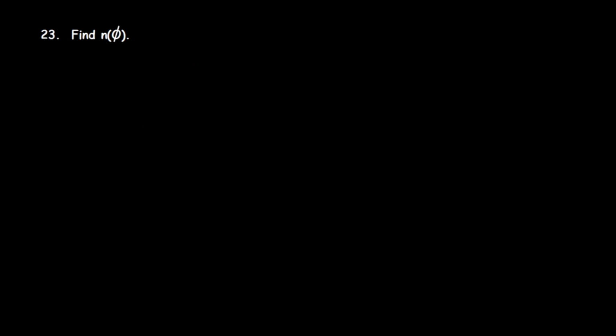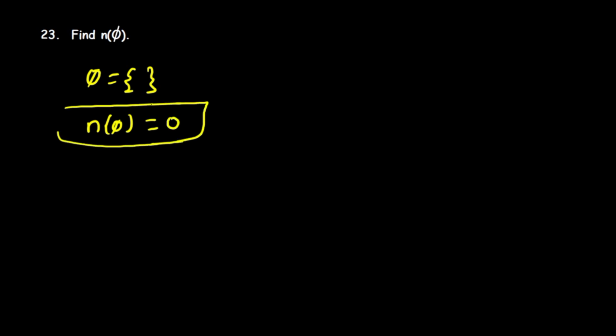Find n of phi. Phi is the null set. There is no element in this set. Then n of phi, the number of elements in set phi, is 0. Very important, this one also.